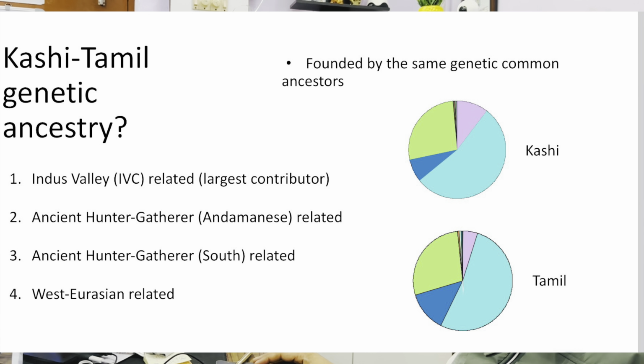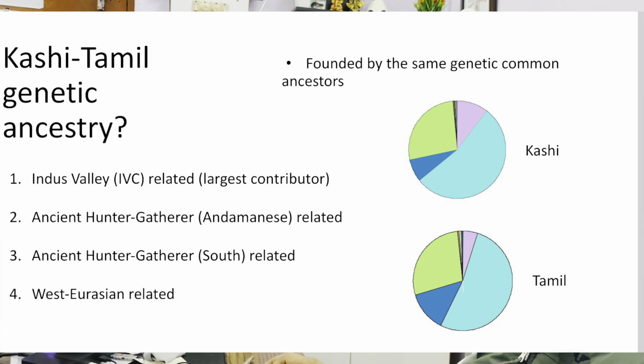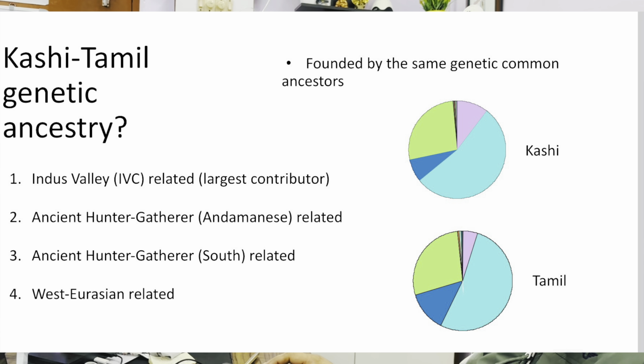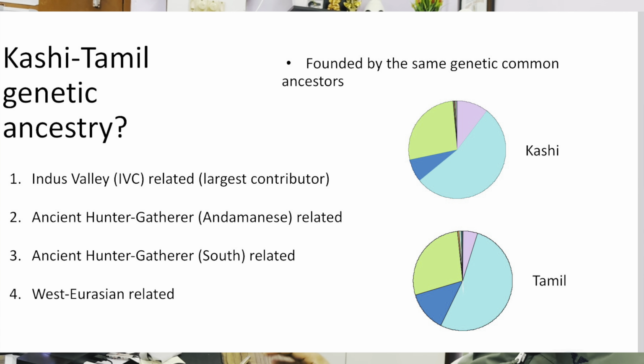So the Kashi and Tamil people are actually not only associated by culture and other points, but they are also associated by their DNA, as we can see that they have the same common ancestor, only the proportion of this common ancestry is different. The largest contributor for them is the Indus Valley people. Nearly half of their genome is derived from the Indus Valley civilization.